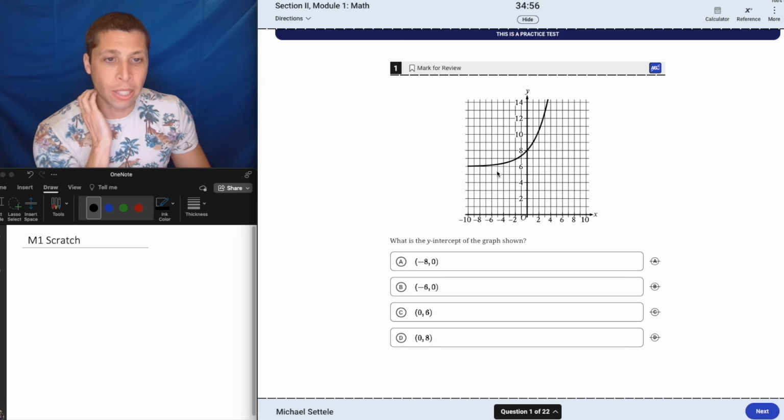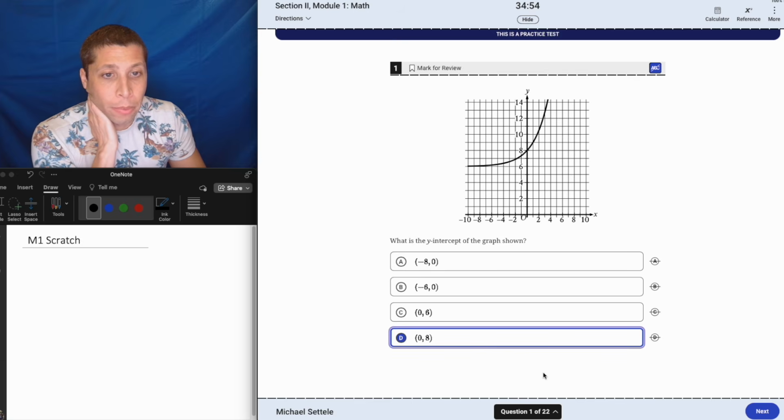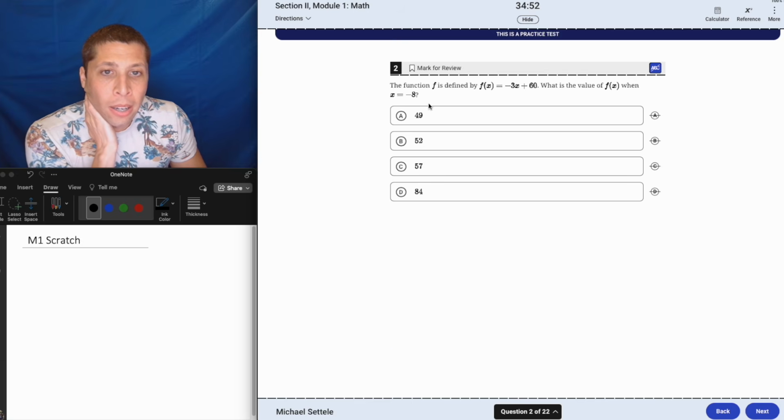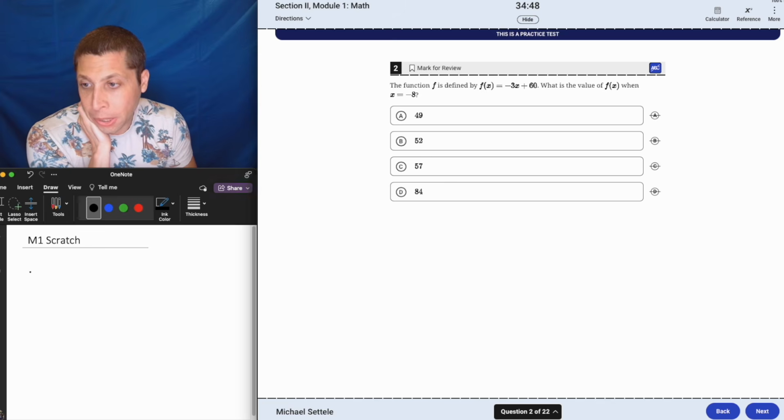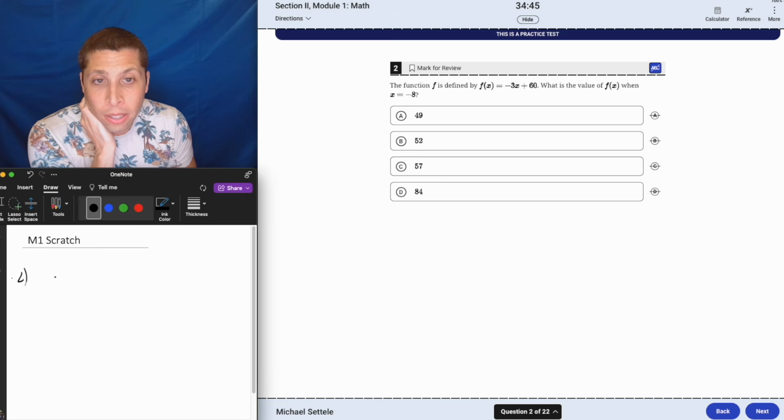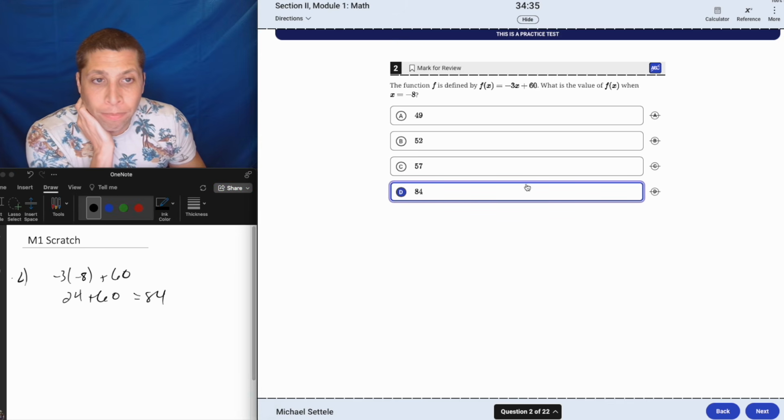Okay, what is the y-intercept of the graph? It's 8, (0, 8). Done. Okay, what is the value of y when x is negative 8? So go to my scratch paper here. y is negative 3 times negative 8 plus 60. So that's 24 plus 60 is 84. Should be good. Negative 3 times 8 is 24.